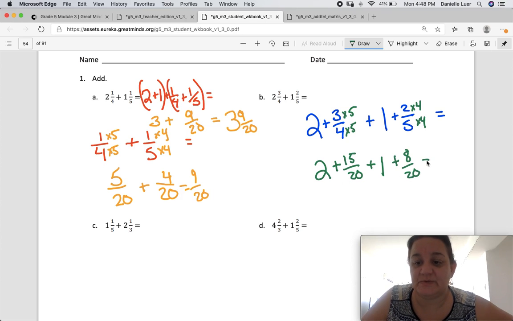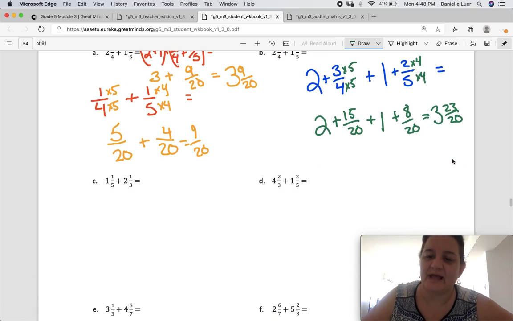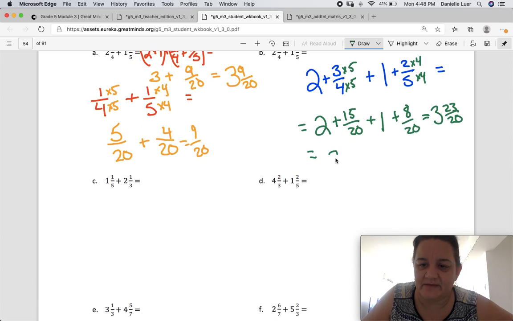Now I can just add across. 2 plus 1 is 3. And then 15/20 plus 8/20 would be 23/20. But what do I see there? 3 and 23/20. Well, I know that I could make that, right? I could make that 3 plus 20 over 20 plus 3/20.